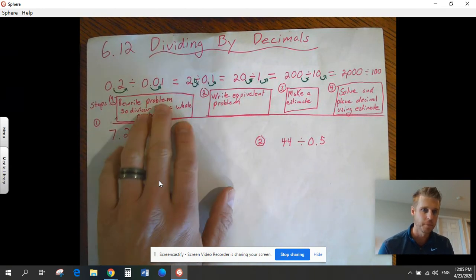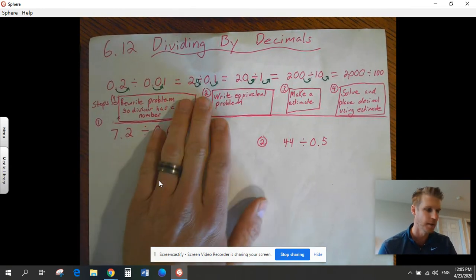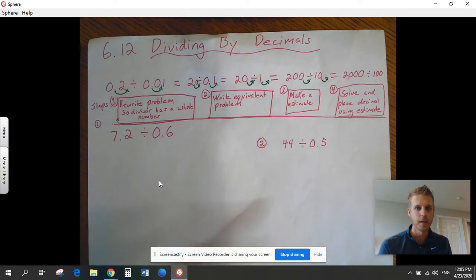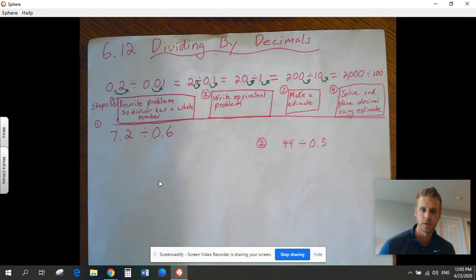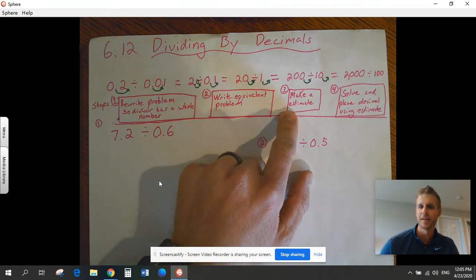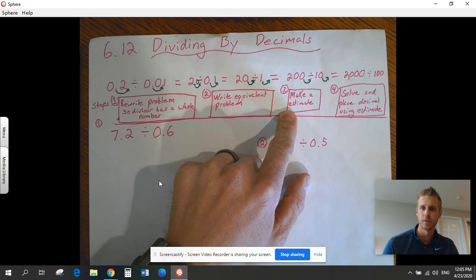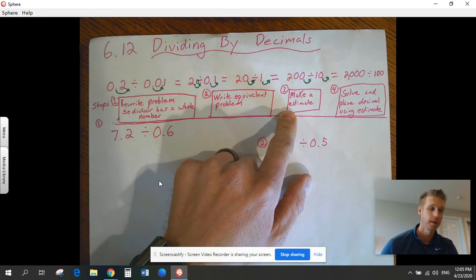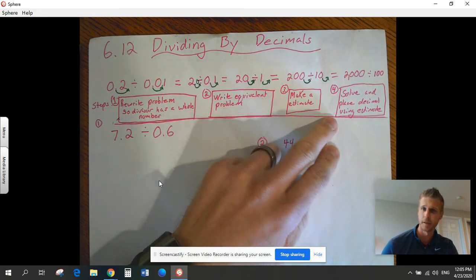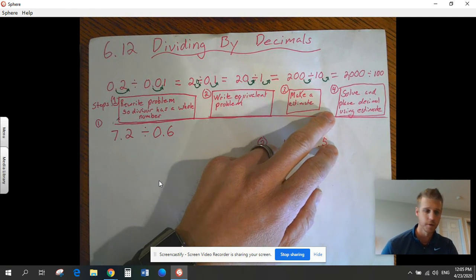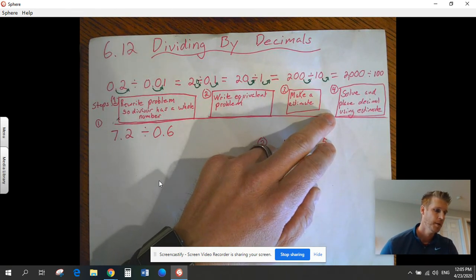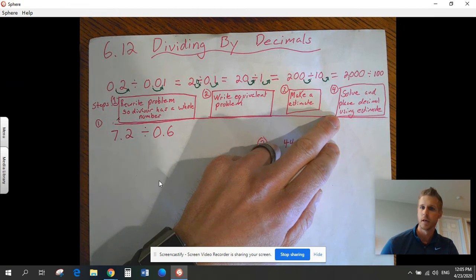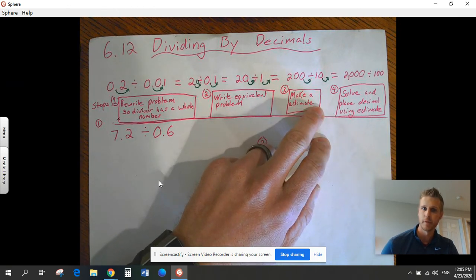Just like here, we had a bunch of different problems, but all of these things were equivalent, meaning that they all would get the same answer. They just look different. Once we have that equivalent problem, we're going to make an estimate to help us know what our answer should be around, and that will later help us place the decimal if there is a decimal needed to place. And then last thing, we're going to solve like we would solve a normal division or long division problem and place that decimal using the estimate that we made in step 3.